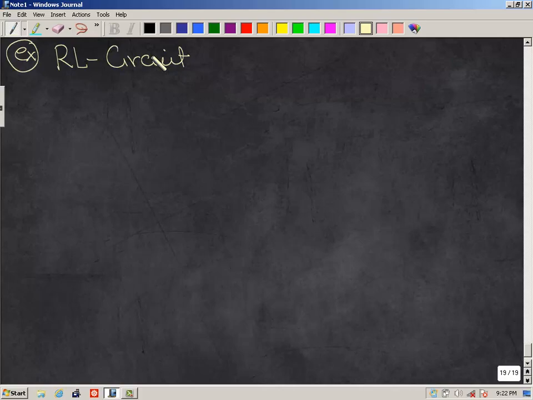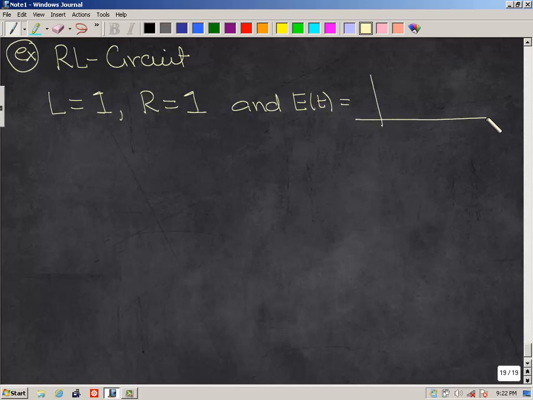Okay, where L is 1, the resistor is 1 ohm, and the electromotive force is given by the wave function. So it looks something like this. It's 1, then it's 0, then it's 1, then it's 0, then it's 1, then it's 0, and so on. So this is a square wave function that we did before. And we know the Laplace of that. We just did that. That was the very first example I did for that reason.